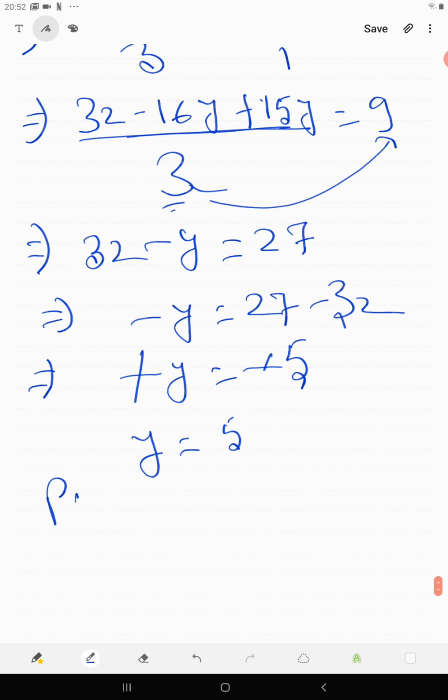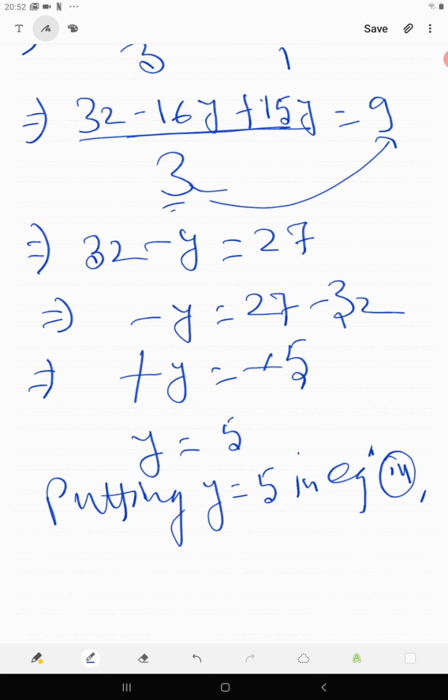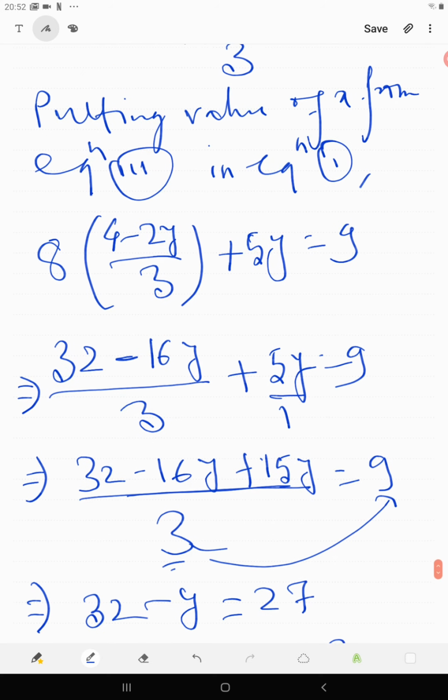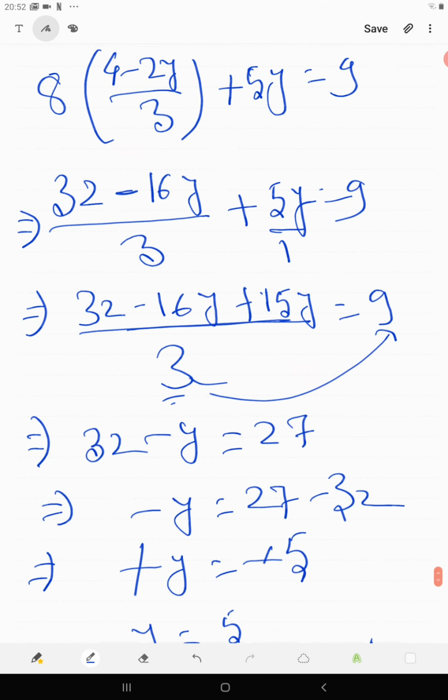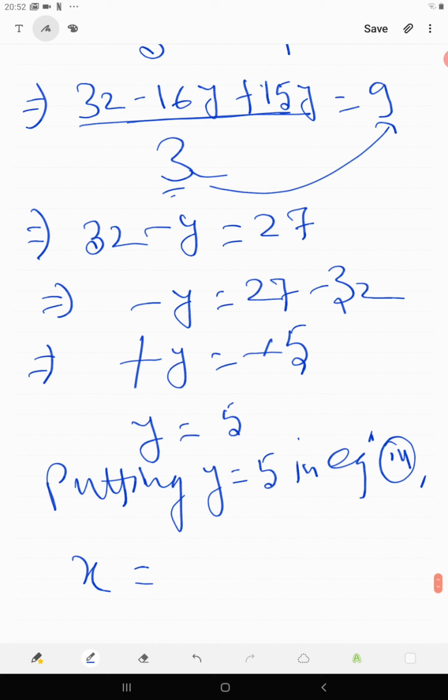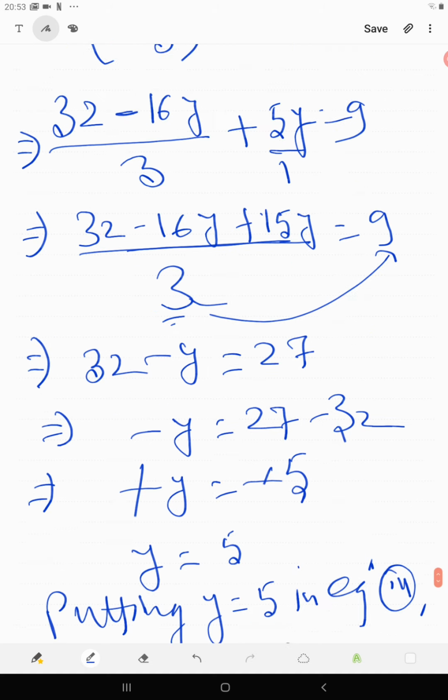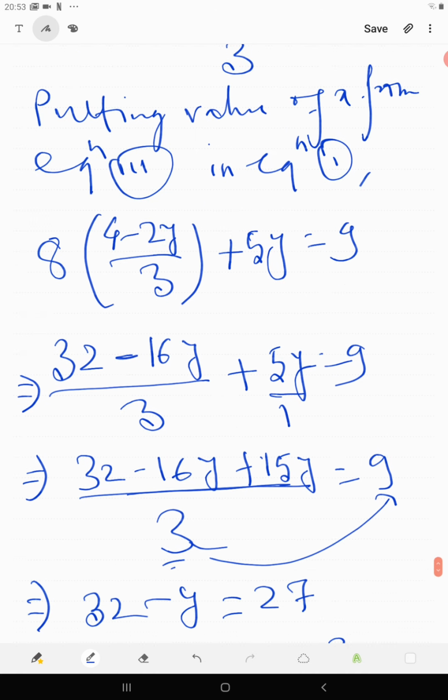Now putting y equals 5 in equation 3. Equation 3, because we already have x equals to some y, 4 minus 2y by 3. So x equals 4 minus 2 into y. 2y is nothing but 2 into y. So 2 into 5. Correct? Because y is 5, so I am putting that. So 4 minus 2y by 3.